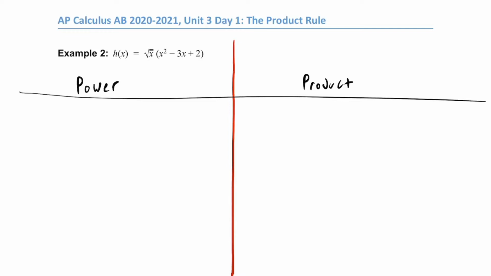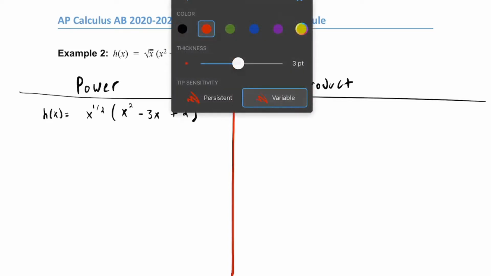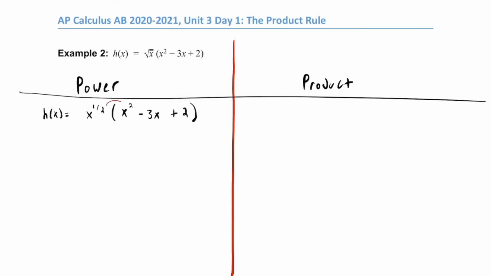So first things first, before I actually do anything else, I'm just going to rewrite this here. I know that h of x is equal to x to the 1/2 power times x squared minus 3x plus 2. What the power rule says is if I want to apply the power rule, I have to distribute and get this in standard polynomial form. So x to the 1/2 times x squared, which is 4 over 2. This would be x to the 5 over 2 when I add their exponents.